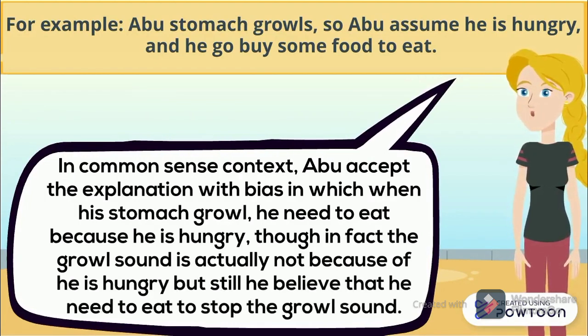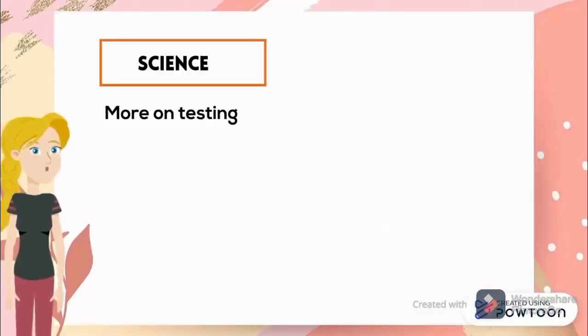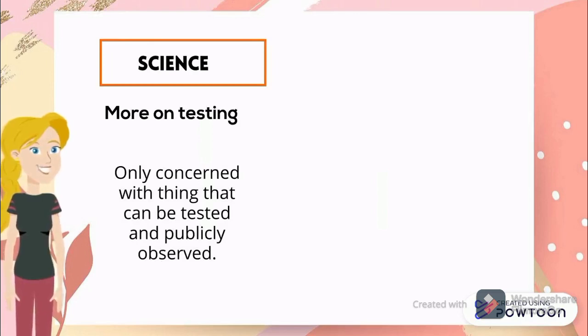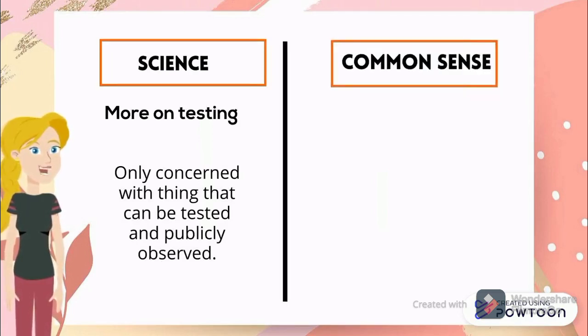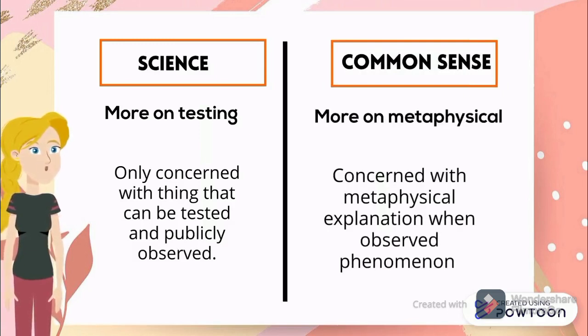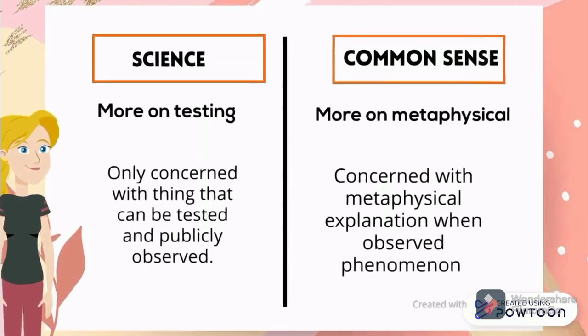Though in fact the growl sound is actually not because he is hungry, he still believes that he needs to eat to stop the growl sound. Second, science is more on testing. Science is only concerned with things that can be tested and publicly observed. Common sense is more on the metaphysical. Common sense is concerned with metaphysical explanation of observed phenomena.